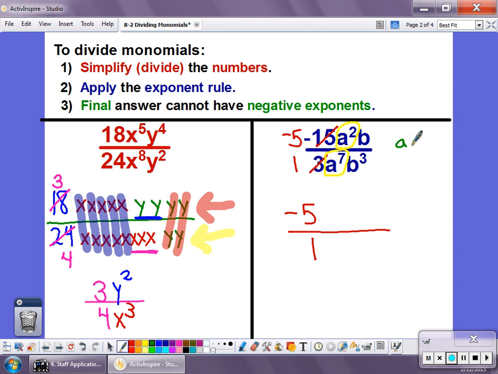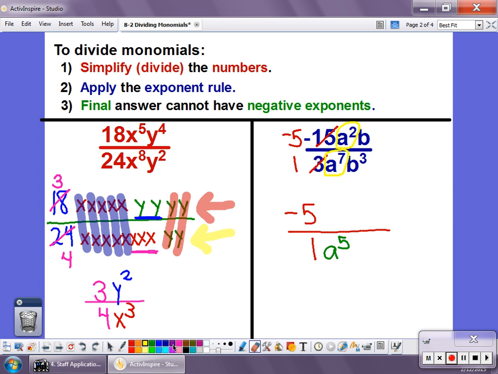Okay? Again, if we think expanded form, I have 2 on the top and 7 on the bottom. If I cross them out, where are all my leftovers? Well, they're all down here on the bottom. So technically, when I subtract 2 and 7, I'm left over with a difference of 5. Those 5 a's are going to be located on the bottom here.